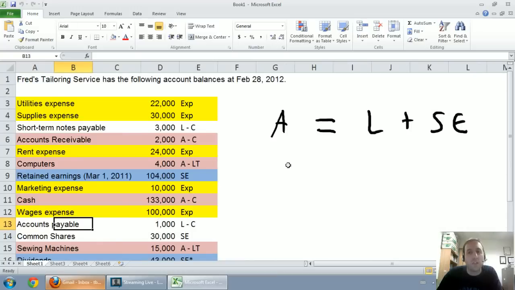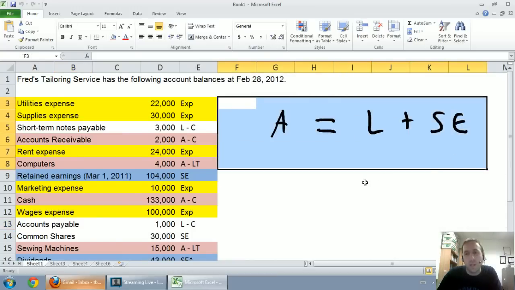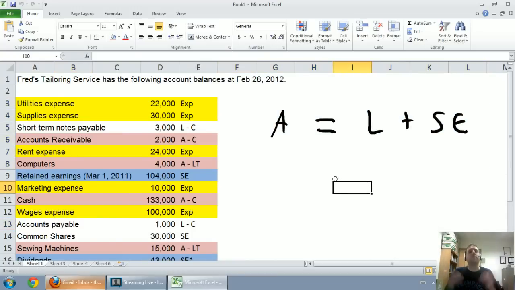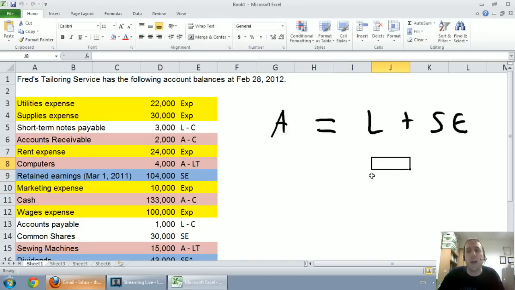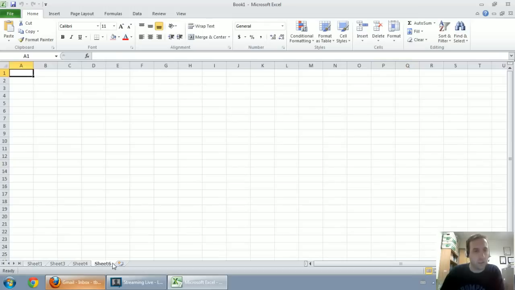And what the balance sheet does, and I've already written it here, is it summarizes this relationship very nicely. It summarizes the relationship of assets equals liabilities plus shareholders' equity. So on one side of the balance sheet, we're going to list the assets. On the other, we're going to list the liabilities and the shareholders' equity. And you're going to see that assets do indeed equal liabilities plus shareholders' equity. So let's go ahead and prepare a balance sheet.